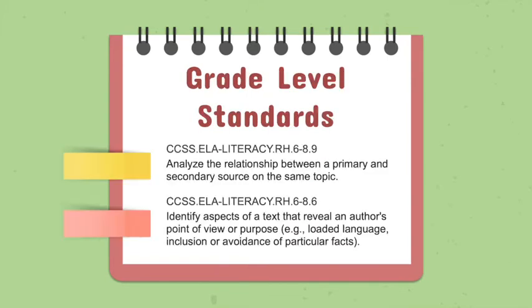For my grade level standards, these are the two standards that I wanted to begin with, and they could be specifically the only standards that I cover for this unit. It was CCSS ELA Literacy RH 6 through 8.9. Analyze the relationship between a primary and secondary source on the same topic. I'll go into a little bit more detail in just a minute. And then the second standard that I'm going to assess the students on is 6 through 8.6. Identify aspects of a text that reveal an author's point of view or purpose through analyzing language.